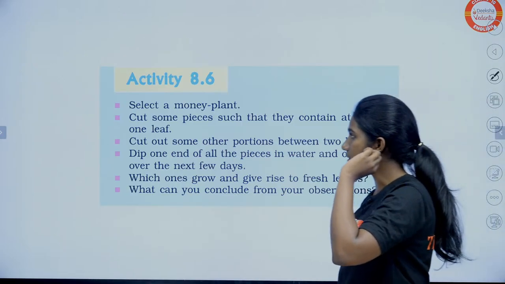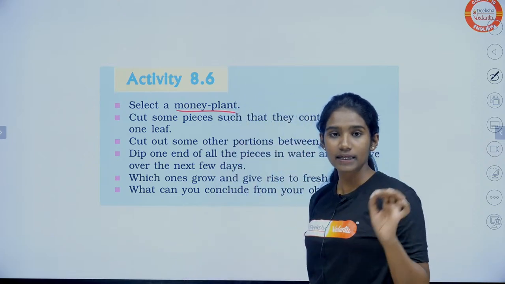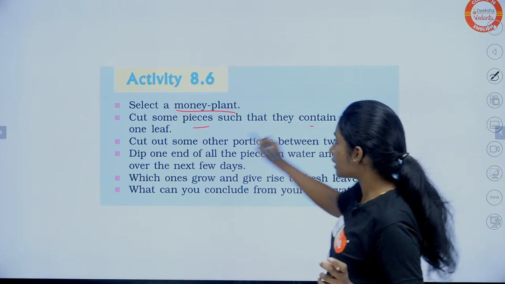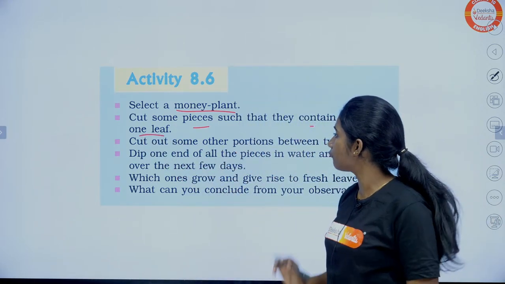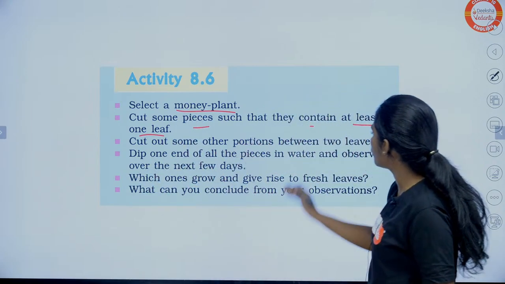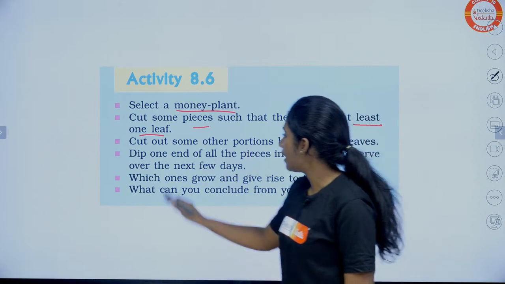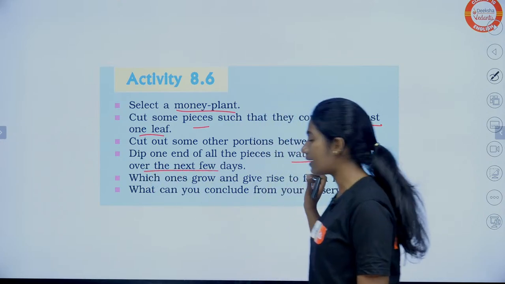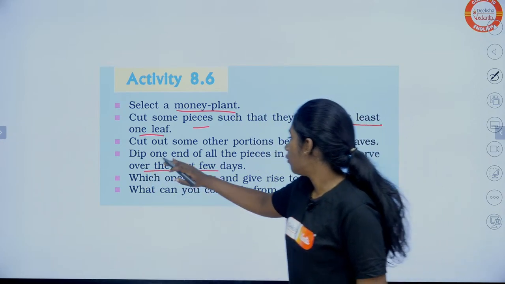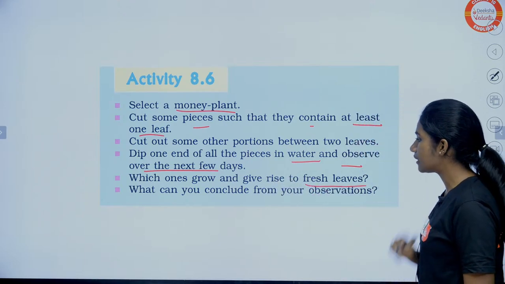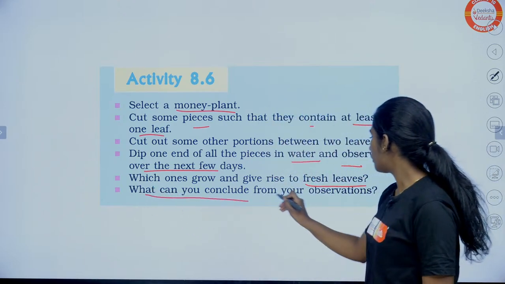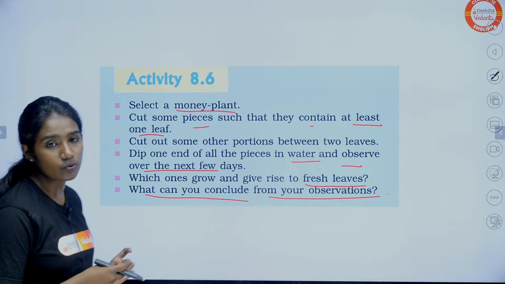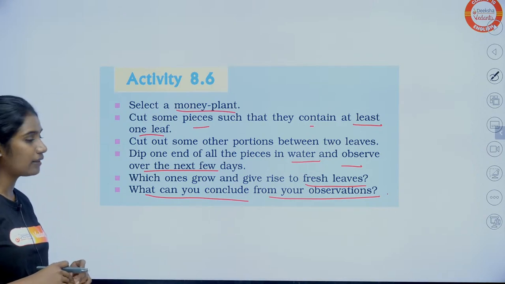The next activity is, select a money plant. Cut some pieces such that they contain at least one leaf. They must contain at least one leaf. Cut out some other portion between two leaves. Dip one end of all pieces in water and observe over the next few days. Which one grows and gives rise to fresh leaves? What can you conclude from your observation? Again, this activity is related to vegetative propagation, which can be seen in plants.